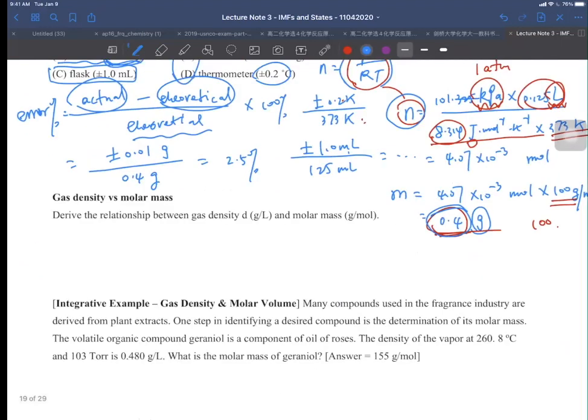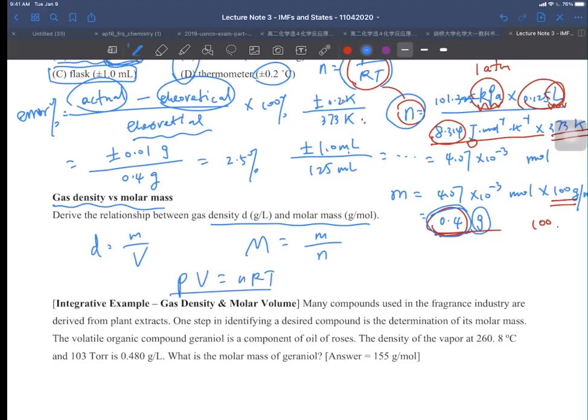Okay. Next part, the gas density versus the molar mass. We want to figure out the relationship between the density and the molar mass. So we need to do some mathematical derivation. Density equals mass over volume, right? Molar mass equals mass over moles, n, right? And then we have PV equals nRT. So we want to use PV equals nRT to connect the density and the molar mass. So let's try.